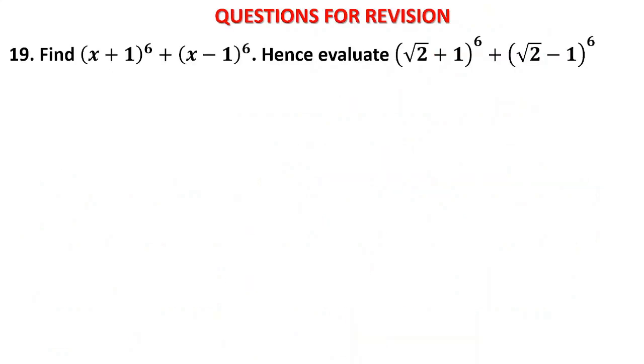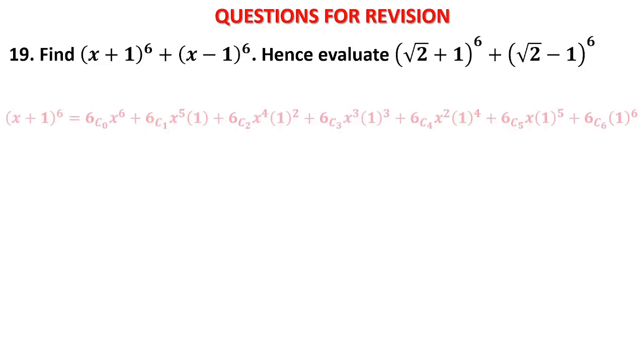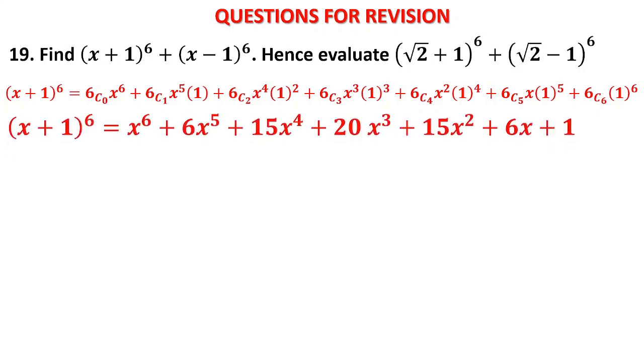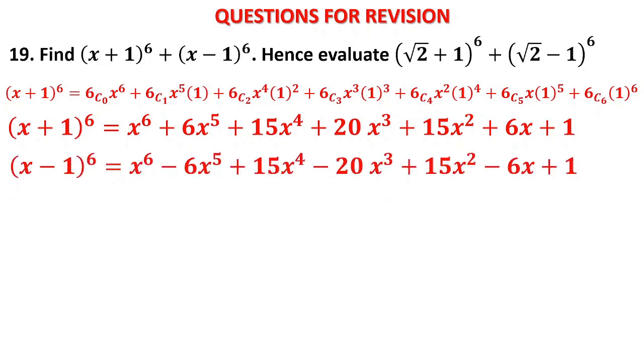Well, question number 19. You have to find (x plus 1) whole power 6 and (x minus 1) whole power 6, add them and evaluate (root 2 plus 1) whole power 6 plus (root 2 minus 1) whole power 6. This is the (x plus 1) whole power 6 expansion. The values of 6C1 is 6, 6C2 is 15, 6C3 is 20, 6C4 is 15 and 6C5 is 6. How to get (x minus 1) whole power 6? Simply alternate plus and minus. Very simple.